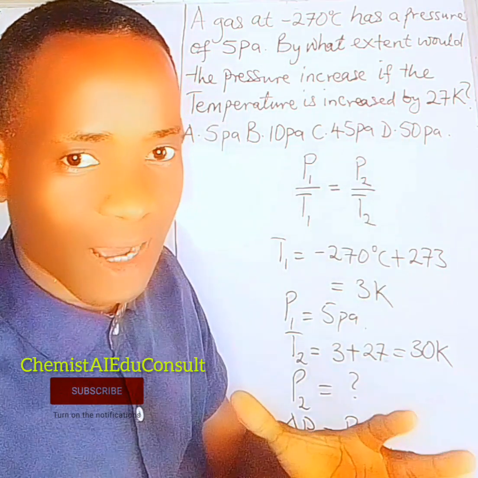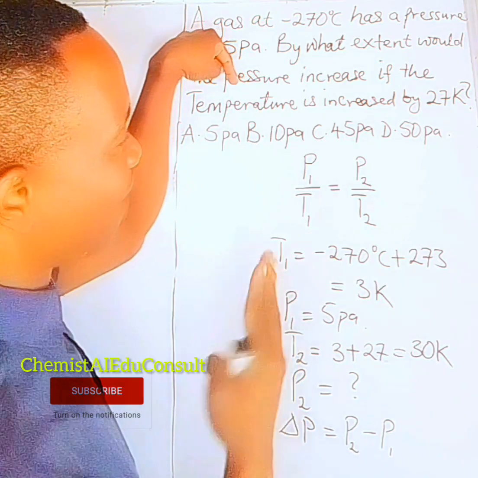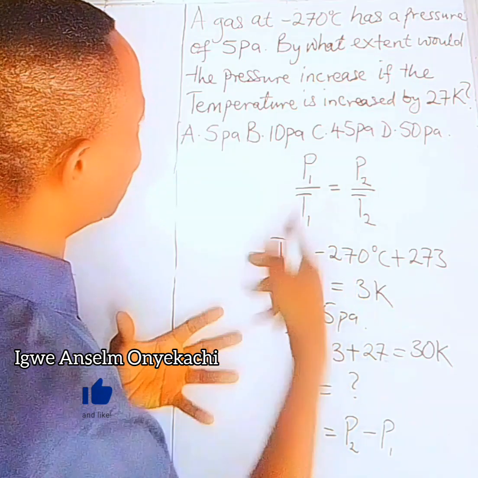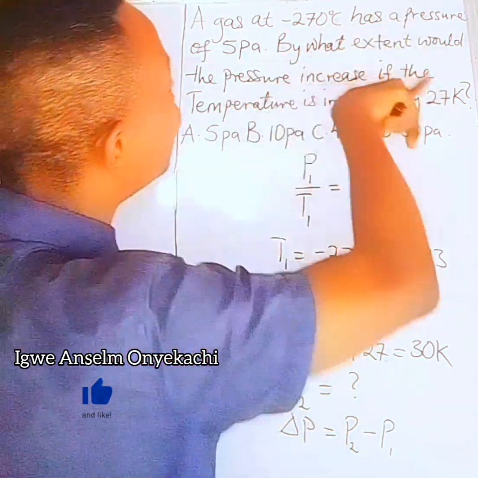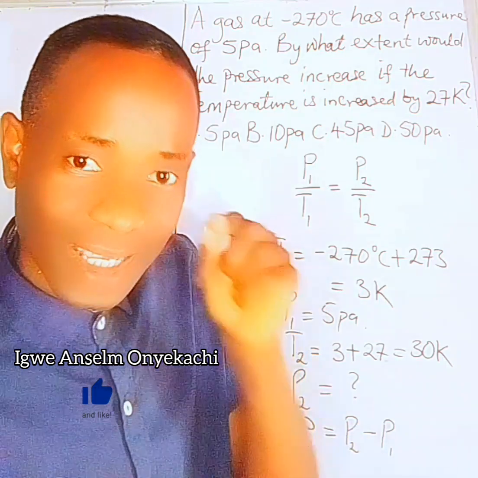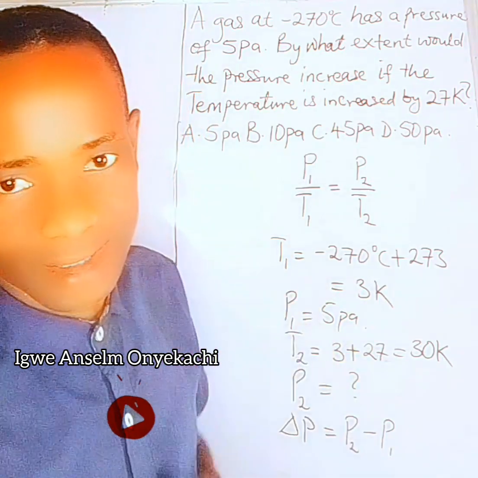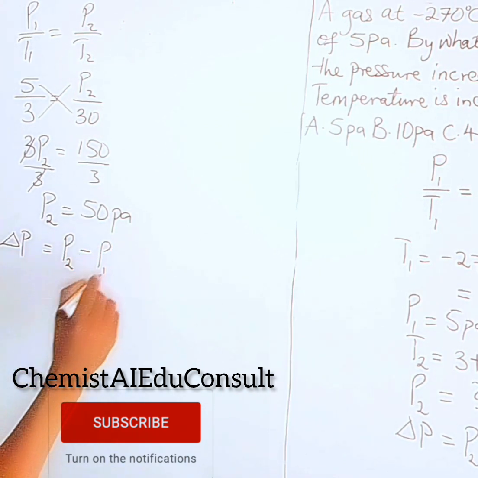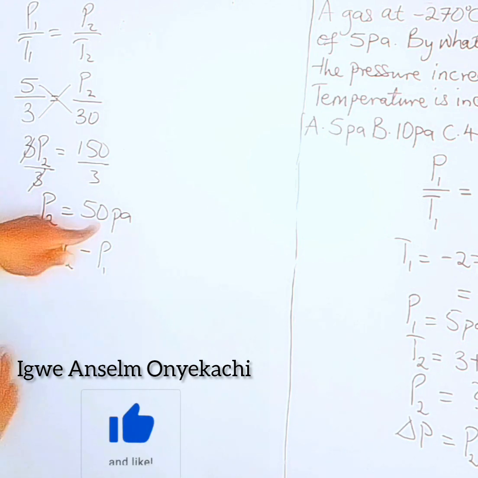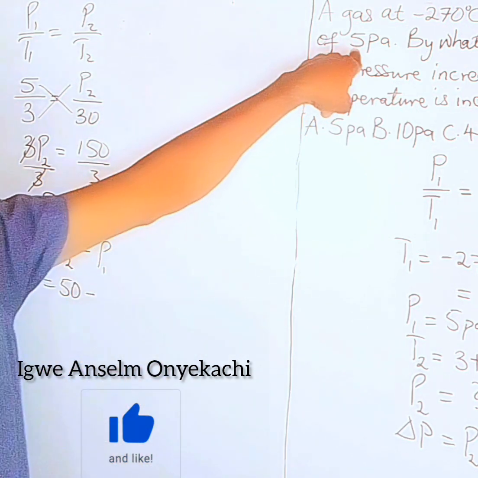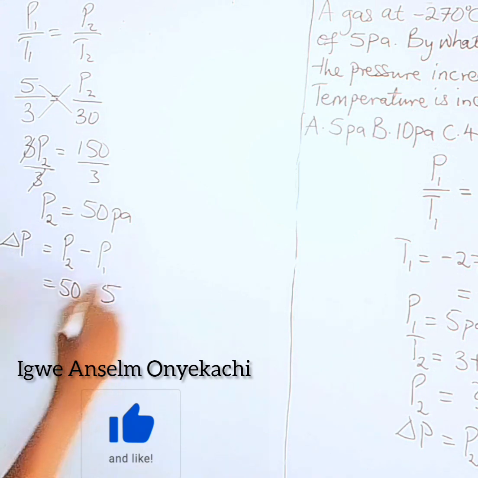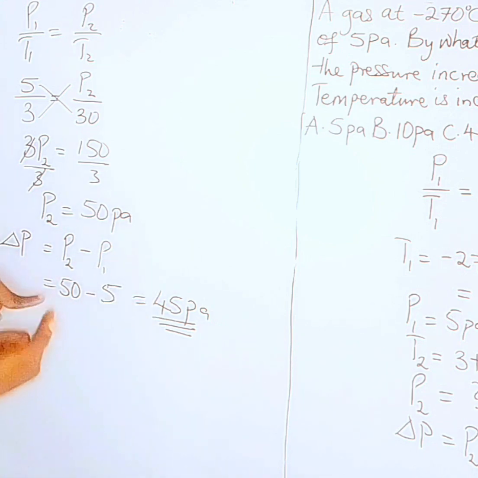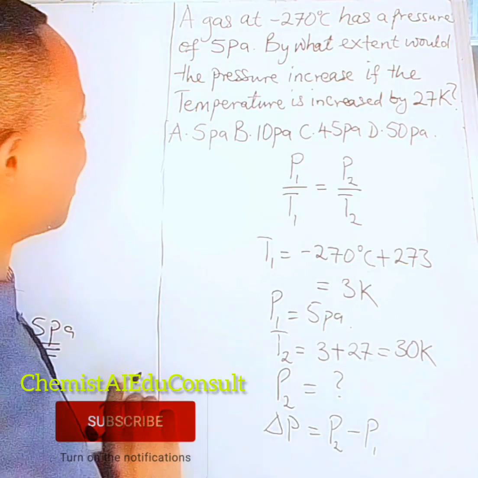This 50 is the final pressure. But the question did not ask final pressure. The question asked increase in pressure or change in pressure. It says, by what extent will the pressure increase? Now, we must, from final pressure, get that extent that pressure increased. That extent is change in pressure. And change in pressure means final pressure minus initial pressure. The final pressure, we have gotten it as 50 pascals. The initial pressure is 5 pascals. So you minus 5 from 50, 45 pascals. This is the extent at which the initial pressure 5 would increase to 50. And if you check the option, the answer is C.